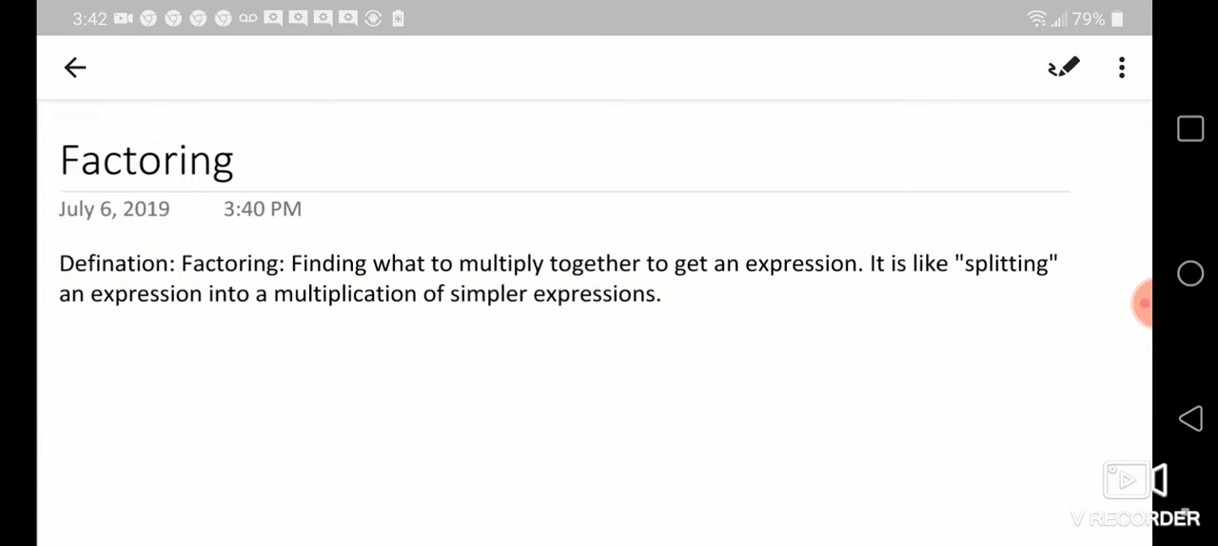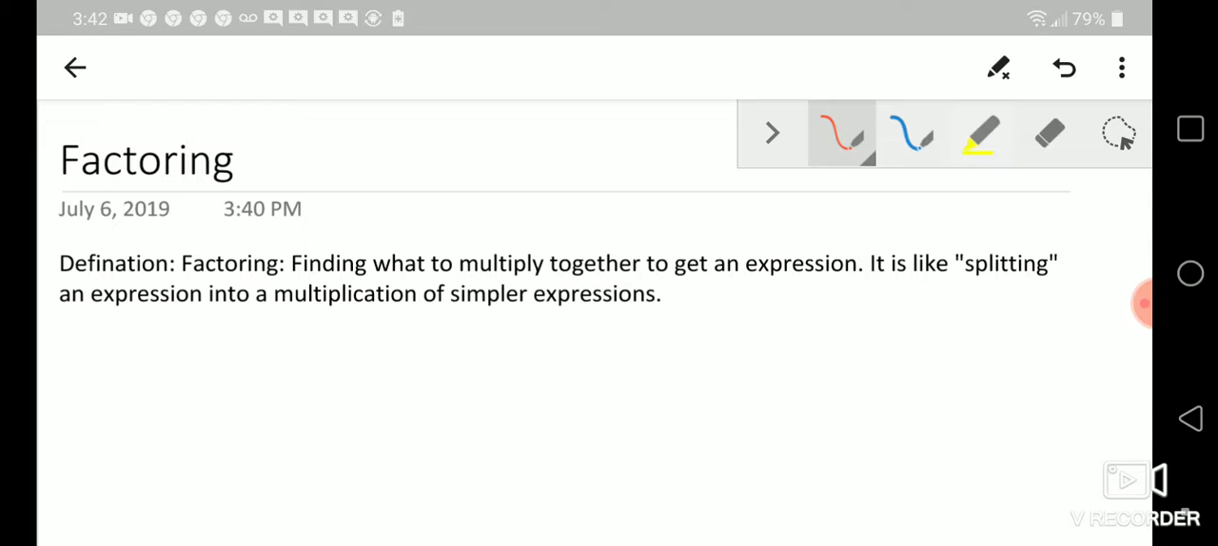Factoring is finding what to multiply together to get an expression. It is like splitting an expression into a multiplication of simpler expressions. Or we could say, what is common between the expressions or the variables or the numbers. So we'll look into a few examples first.